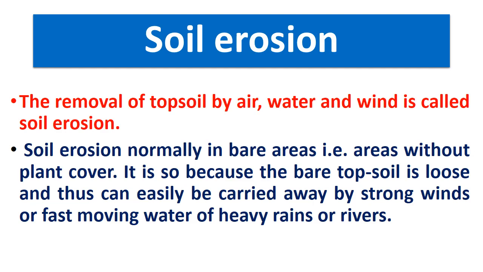Next is soil erosion. What is soil erosion? The removal of topsoil by air, water and wind is called soil erosion. It normally occurs in bare areas. Why? Because in bare areas the topsoil is very loose and it is carried by strong winds or fast moving water. So that's why soil erosion normally occurs in bare areas.